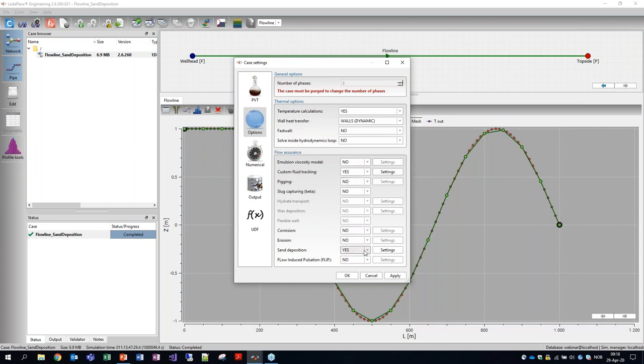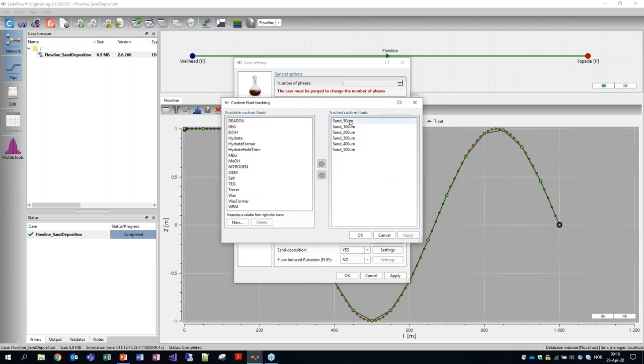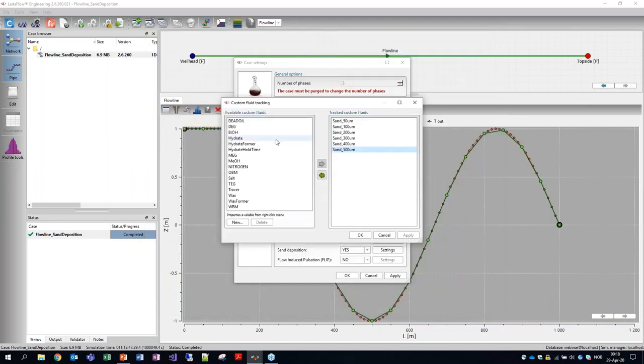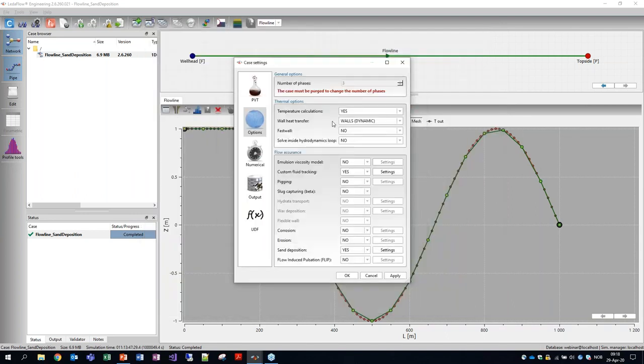Okay, and when you turn on the sand deposition, this custom fluid tracking option will also be enabled by default. And then what you get is 6 different particle sizes of sand, which are all defined as custom fluids. If you want, you can change the density here, but this has already been pre-configured for sand, so it's unlikely that you have to change this density a lot. Okay, that is the model configuration, basically. Besides that, there's not really any change in PVT or anything else that we need to worry about.